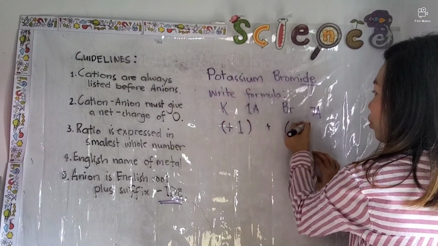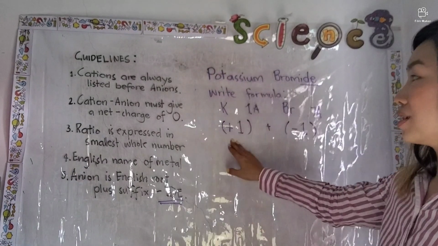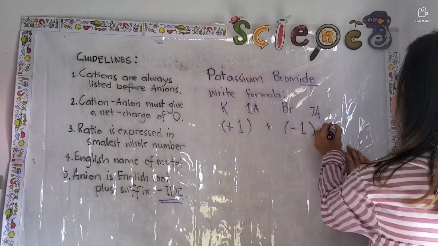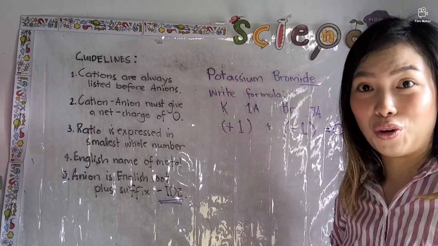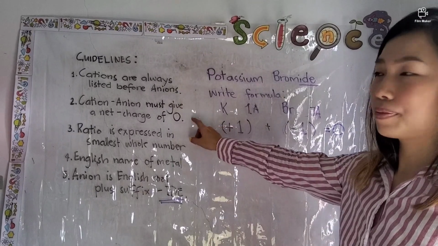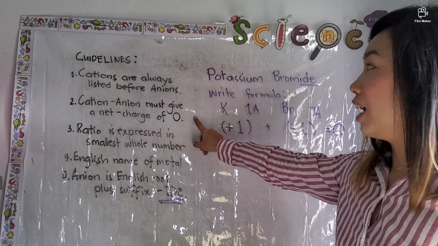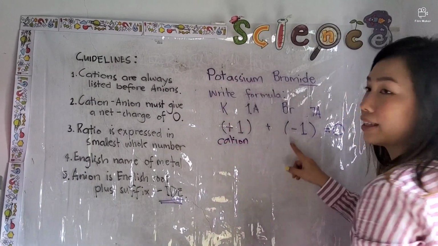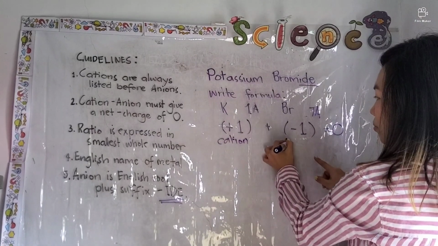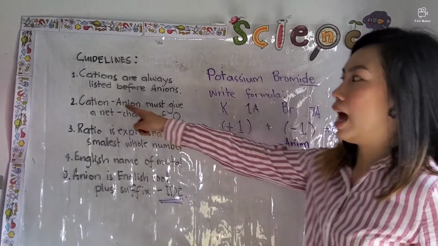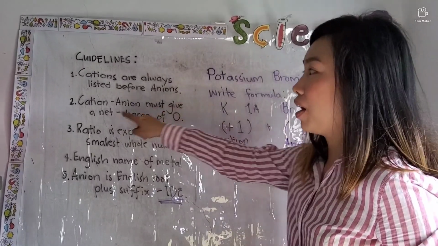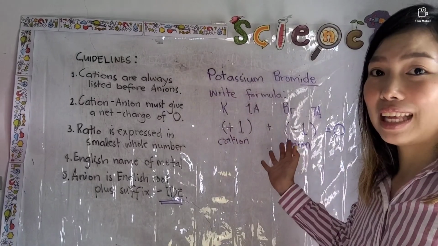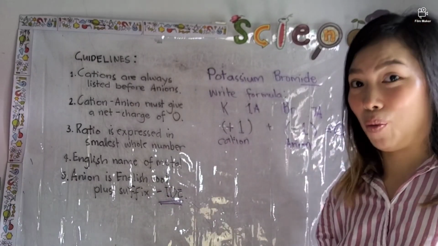So after mong malaman ang kanilang ion, i-add mo yung dalawa. Positive 1 plus negative 1 will give you an answer of 0. Yun yung ating second guideline na kailangan kapag nagsama na ang cation at isang anion, anion must give a net charge of 0. Pag nag-equal sila sa 0, then tama ang ating gawa.